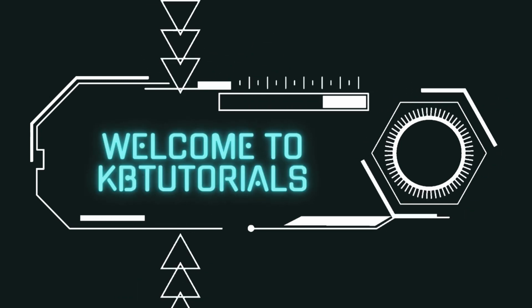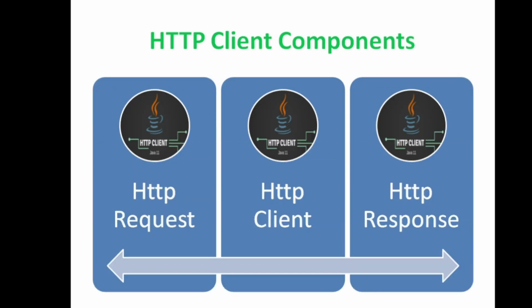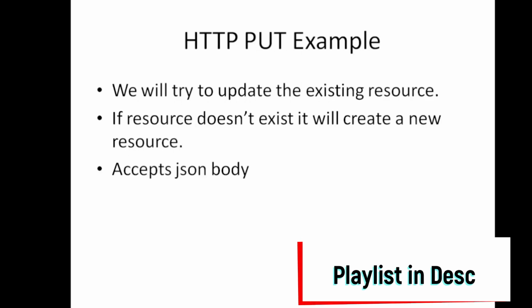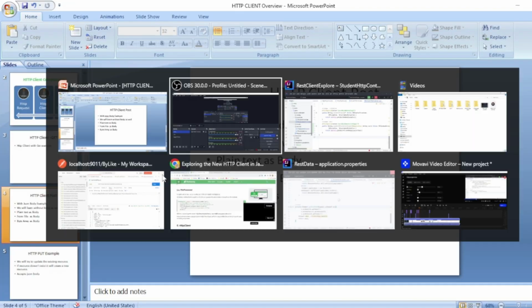So we are continuing our discussion on HTTP client, which was added in Java 11. We have discussed the components of HTTP client, and we have implemented how to do a get call, post, put and delete as well. In post itself we learned how to do a post call with a JSON body, with no body, and with plain text as an input. Now we are going to use a file as a body. That means I'm going to send a body to an API in a post call, but that body will come from a file.